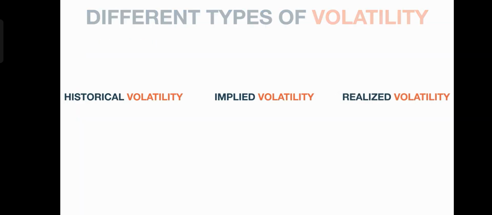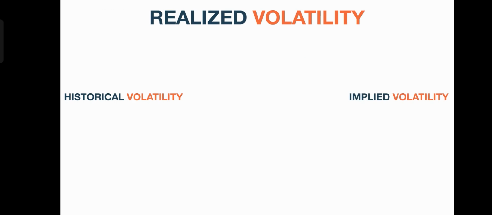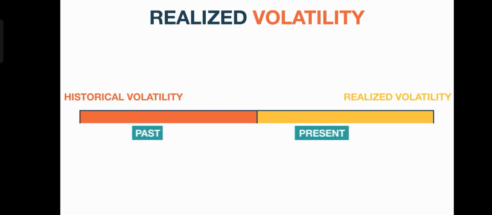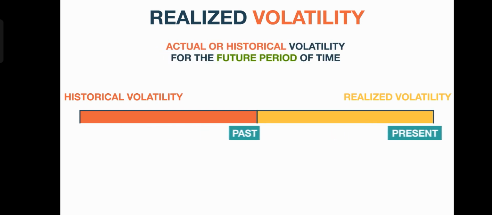Realized volatility is also sometimes referred to as the historical volatility. Unlike implied volatility, which tells us the expected variance in a future time period, realized volatility tells us the actual or historical volatility for that future period of time.